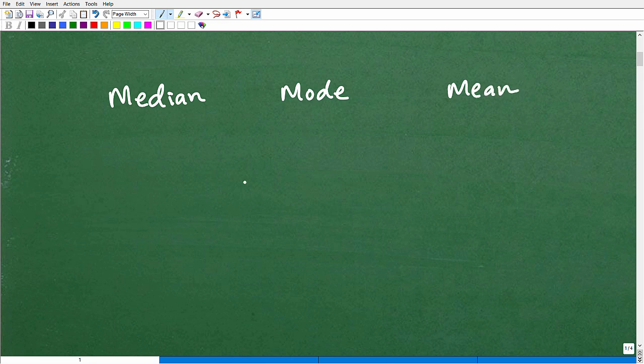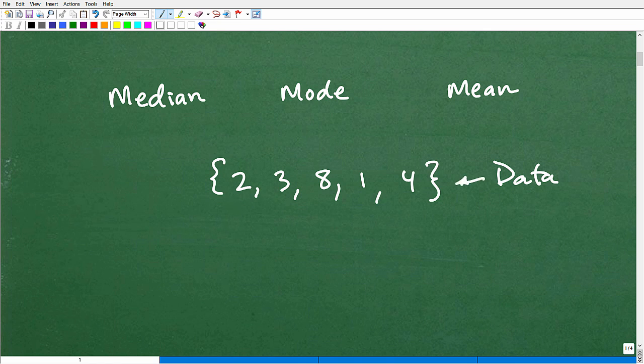Now let's just think of some information here. Let's say 2, 3, 8, 1, oh, I don't know, 4, okay. So here we have some raw data, raw information, okay? So this is just numbers, but this data can represent anything, okay? Let's say I changed it. It could be home values. It could be the number of students at various schools. It could be anything you want it to be.